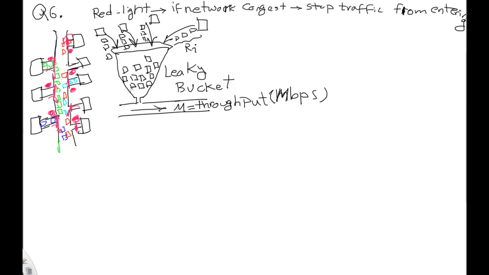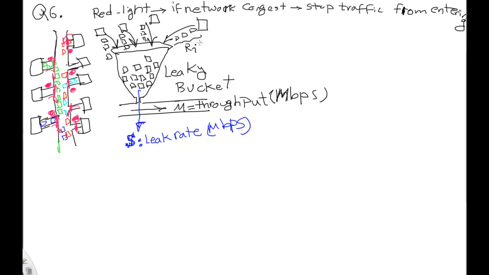And then the bucket will have a steady state rate. With this blue line, I'll call this my steady state rate, and let's call this S, basically the leak rate. This is also in megabits per second. How many bits it allows entering the network.